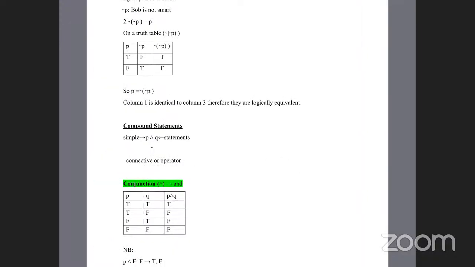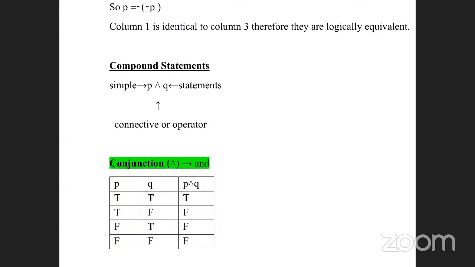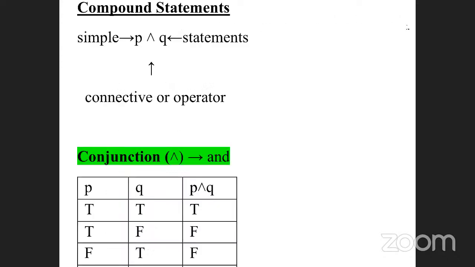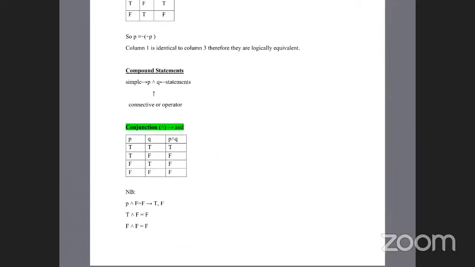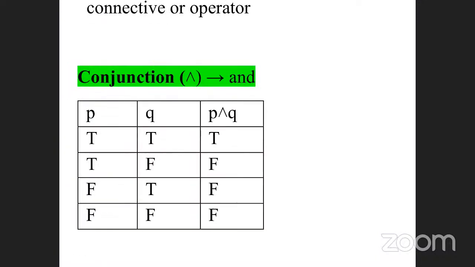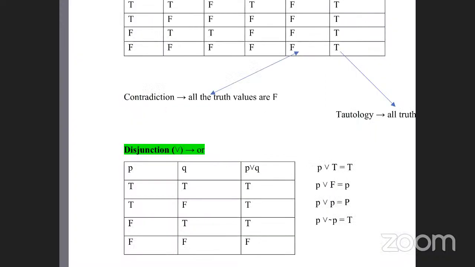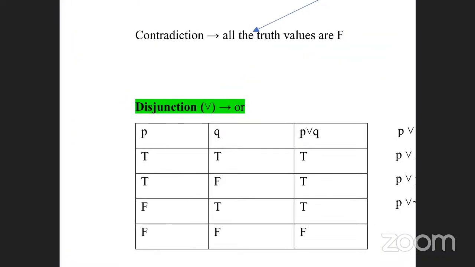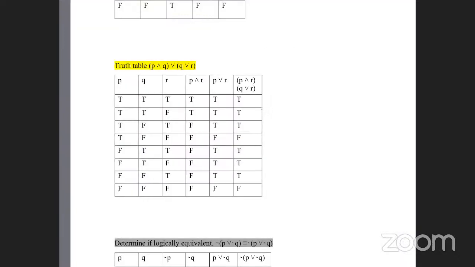We talked about compound statements. Conjunction is the one with the upside down arrow, right? We talked about conjunction, and we talked about disjunction, which represents the or, right? We talked about setting up truth tables.